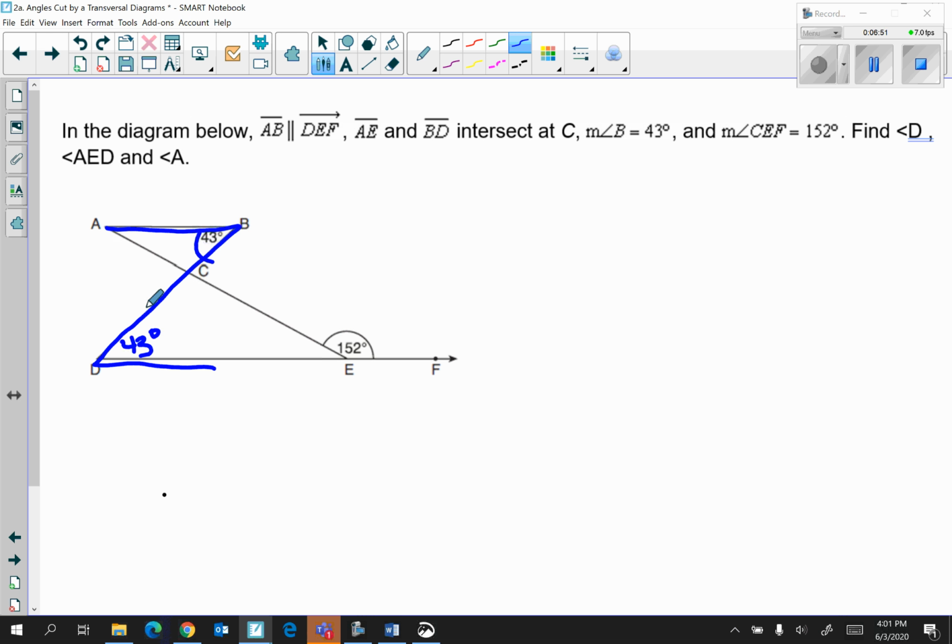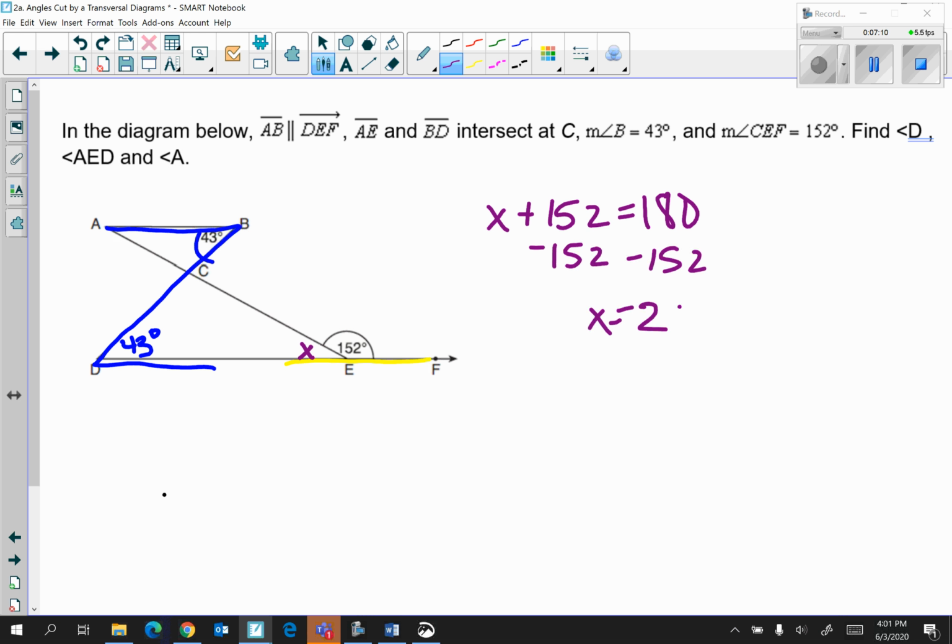Now notice here I have a straight line. Angles on a straight line add up to 180 degrees. So we'll call this x. So x plus 152 is equal to 180. Subtract 152 on both sides. And x is equal to 28. So this has to be 28.